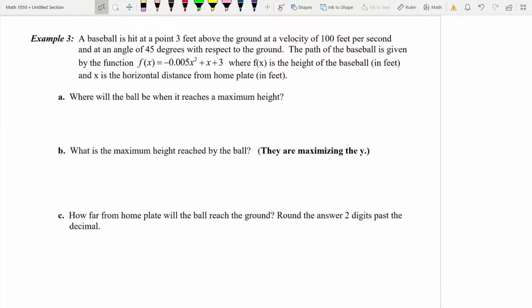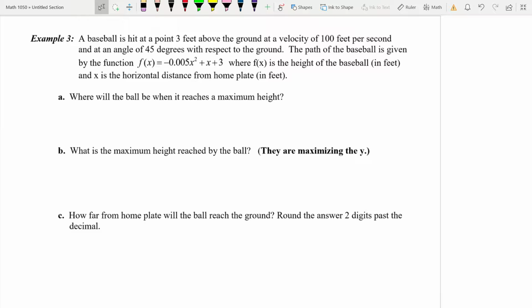A baseball is hit at a point 3 feet above the ground at a velocity of 100 feet per second at an angle of 45 degrees with respect to the ground. As soon as you read that, your anxiety goes up. Okay? I bet. The path of the ball is given by this equation, where f of x is the height and x is the horizontal distance from home.